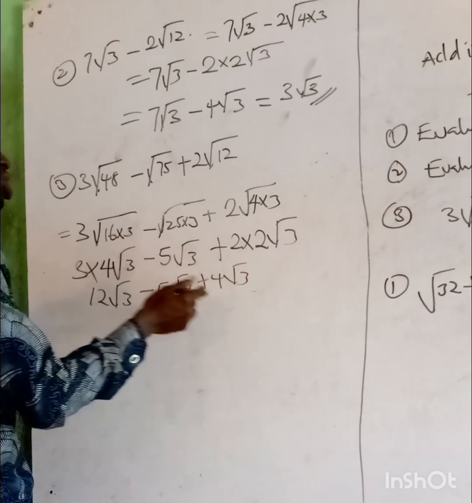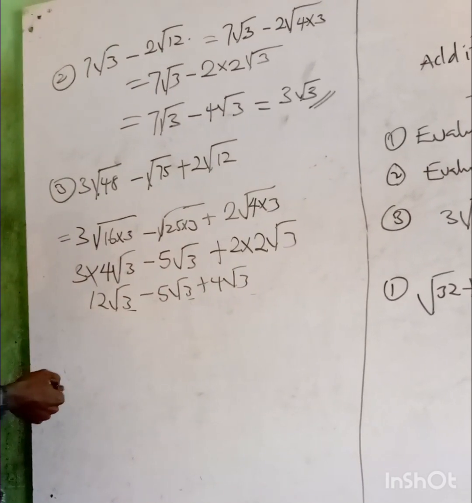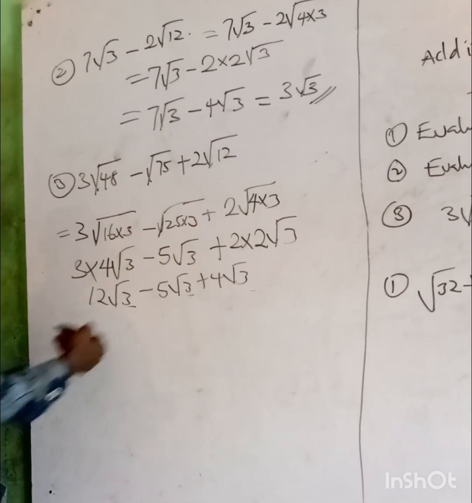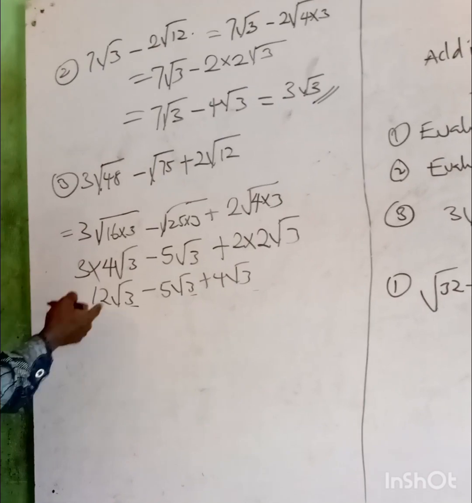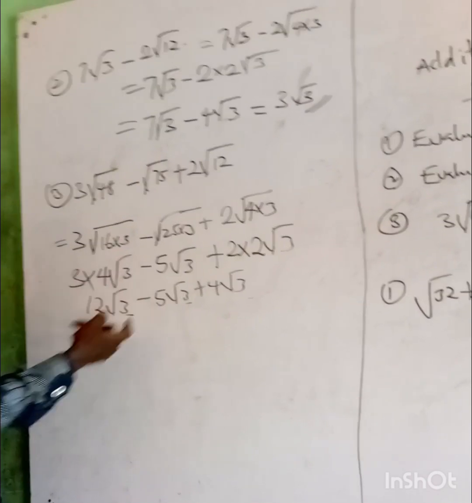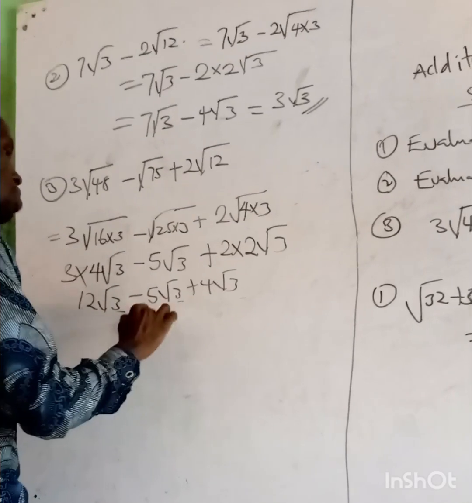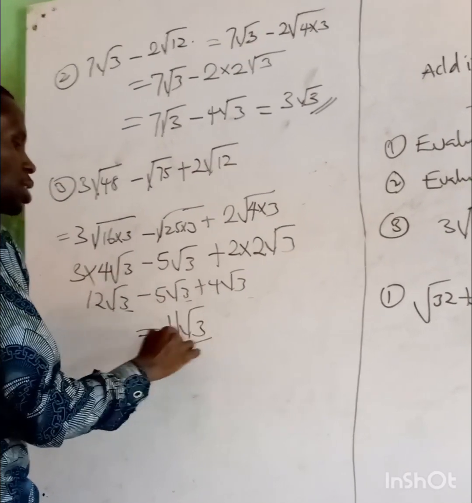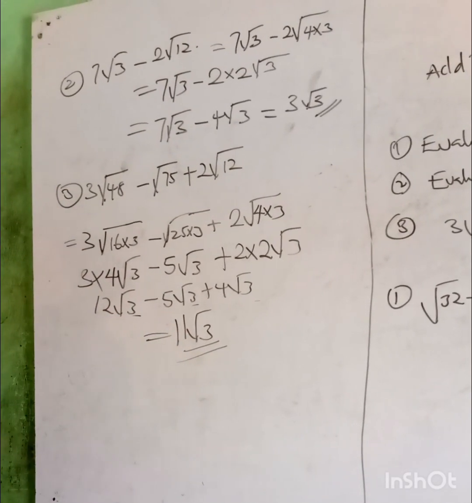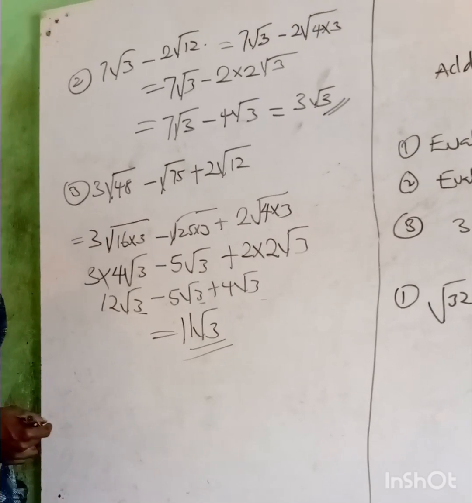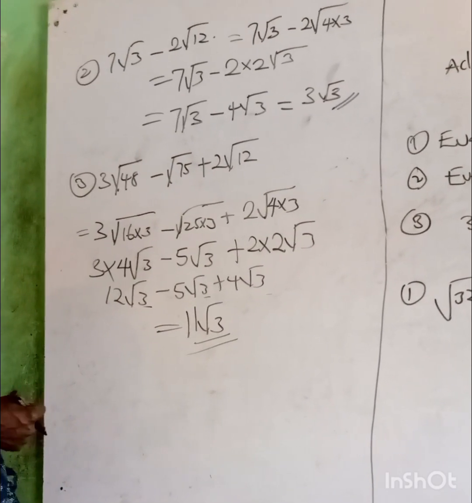You can see all this root 3, root 3, root 3. So they are similar, so you can add and subtract them. 12 root 3 minus 5 root 3 gives us 7 root 3. 7 root 3 plus 4 root 3 gives us 11 root 3. This is the usual procedure for the addition and subtraction of surds.